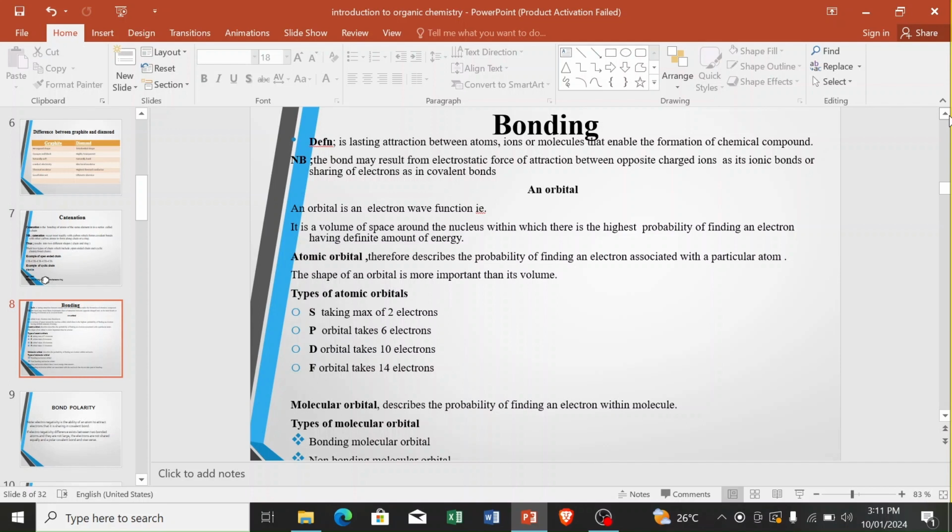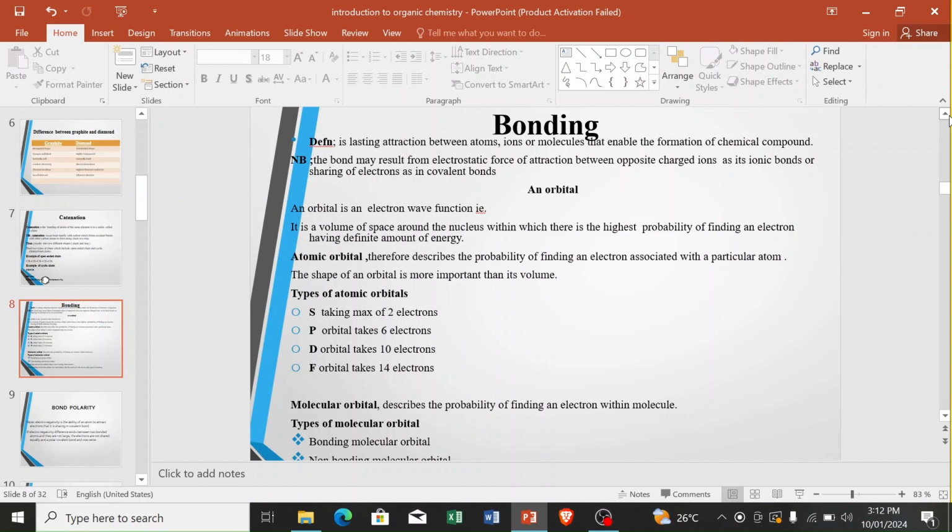However, we have different types of orbitals. We have atomic orbitals as well as molecular orbitals. When we look at atomic orbitals, there are majorly four atomic orbitals that we need to know. We have the s orbital, the p orbital, the d orbital, and the f orbital. We always use these orbitals to write or outline the electronic configuration of an element of the periodic table.